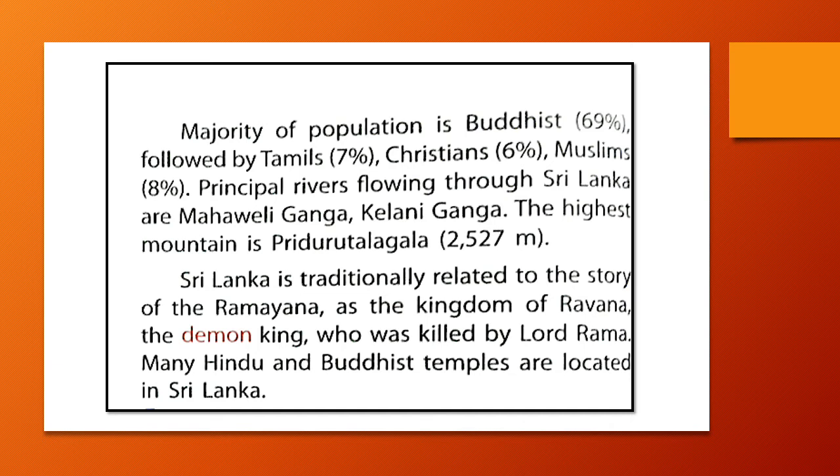Sri Lanka is traditionally related to the story of Ramayana. It was the kingdom of Ravana, the demon king. He was killed by Lord Rama in the story of Ramayana. Many Hindu and Buddhist temples are located in Sri Lanka, and Sri Lanka is a very beautiful country, very green, and a small country totally surrounded by the Indian Ocean. So with this we come to the end of all the 6 countries. We have covered all the 6 immediate neighbors that India has. So you have to learn all the facts well, and no need to learn the figures, but important facts you should learn.